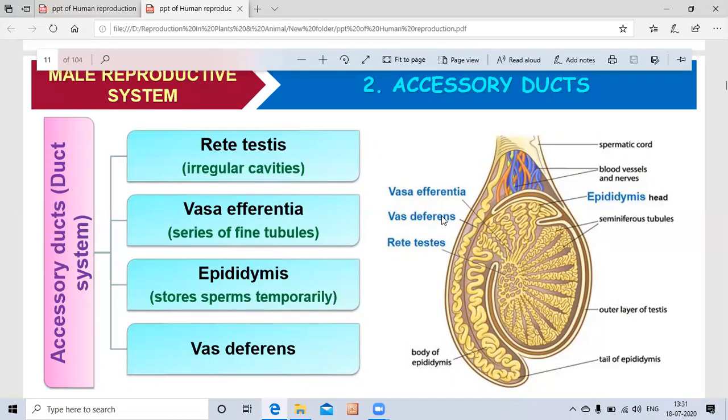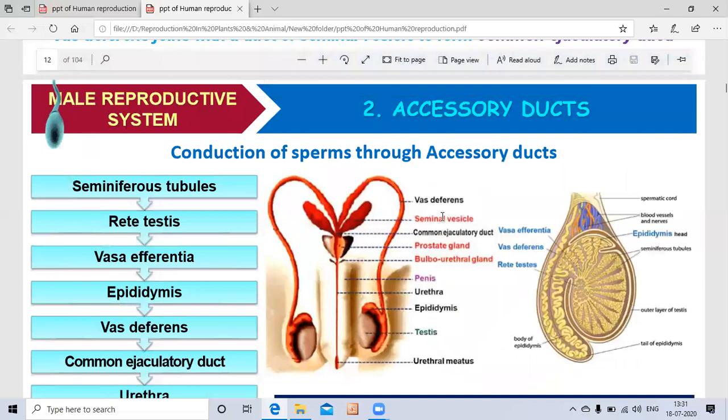Then accessory ducts. The accessory ducts are the vas deferens. This is the outermost, connecting from the urethra. It is a pipe connecting to the urethra, and from this point, this is the common ejaculatory duct. Common ejaculatory duct means there is control of the incoming and outgoing products, meaning the urine and the sperm. The sperm and urine are released from the same pipe, but there is a distinction from here.